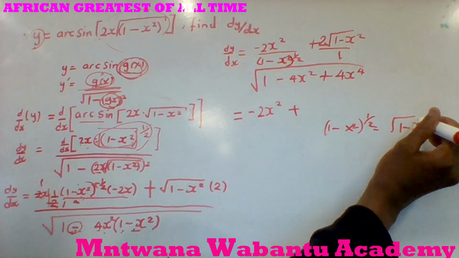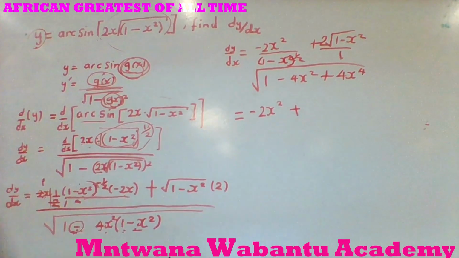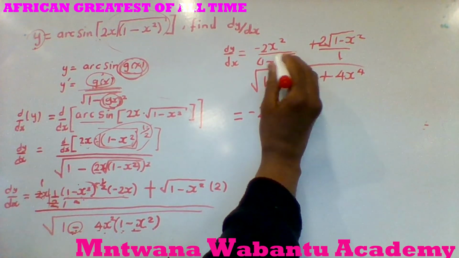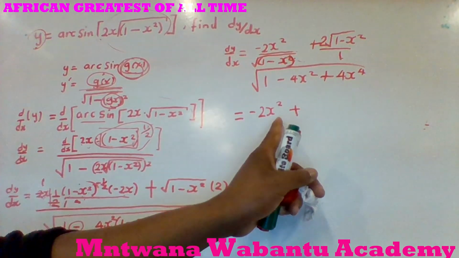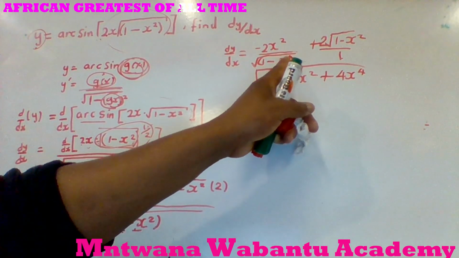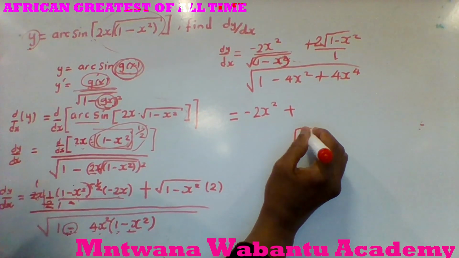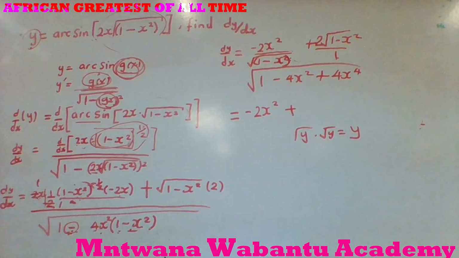So it's going to be the square root of x squared. If I don't want to write this, I can say square root of x. So now 1 times negative 2x, negative 2x. Square root of 1 minus x squared times square root of 1 minus x squared. Like if somebody gave you square root of y times square root of y, this is equal to y.